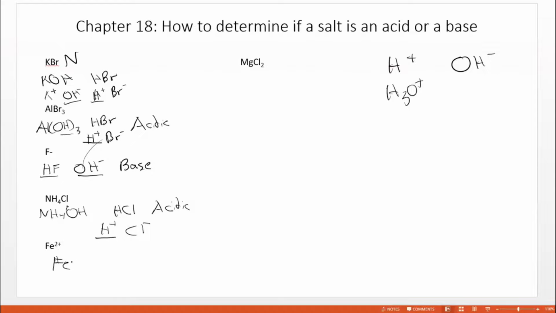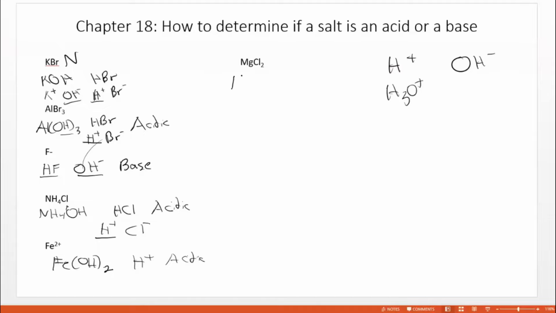Let's look at the Fe2+ ion. Iron will react with hydroxide and make iron(II) hydroxide, to be exact. This is a weak base. This weak base is taking some of the hydroxide, just like we saw for ammonium, and then the H+ is being left untouched. Therefore, the ratio between H+ and OH- is in favor of H+, meaning it is an acidic ion.